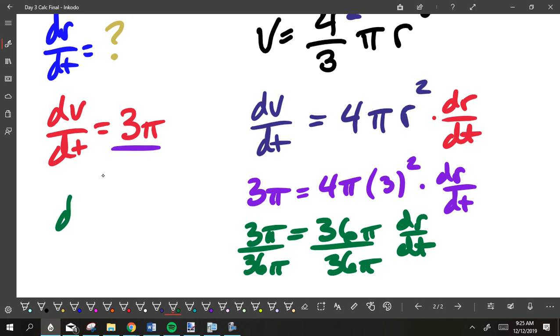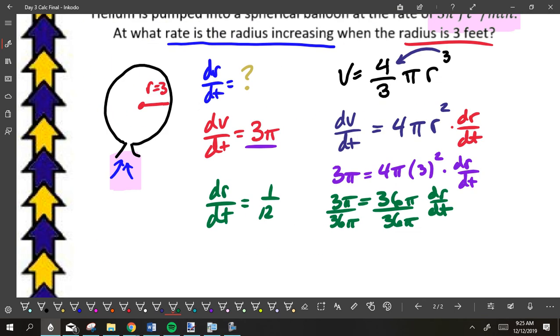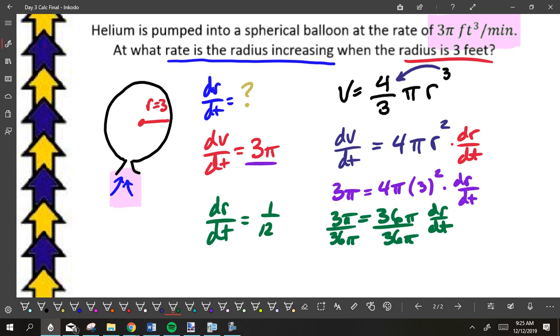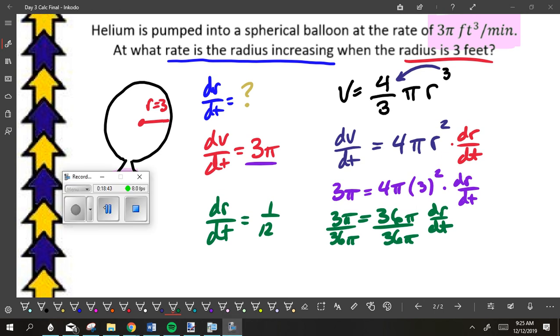The change in radius over time is equal to 1/12 feet per minute, sorry, feet per minute. It doesn't ask for units, so I'm not going to be too worried about it.